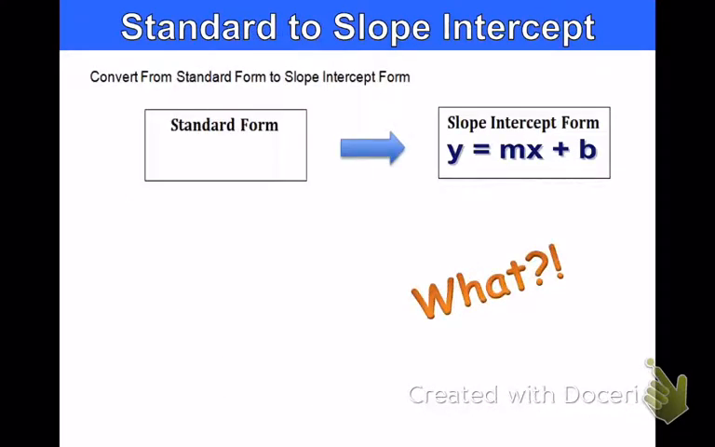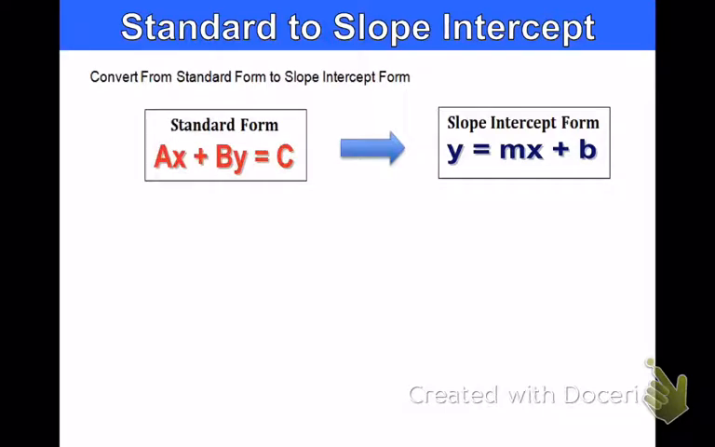So the best way to do it is to convert from standard form to slope-intercept form. So that last equation we just saw was in standard form, ax plus by equal to c, where a, b, and c are integers, meaning whole numbers.